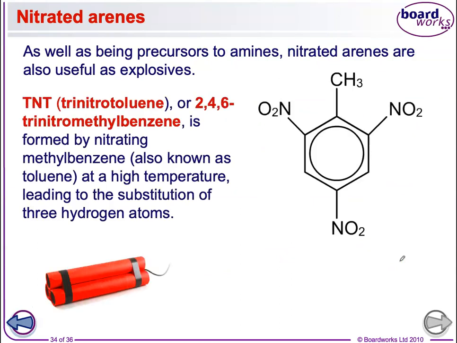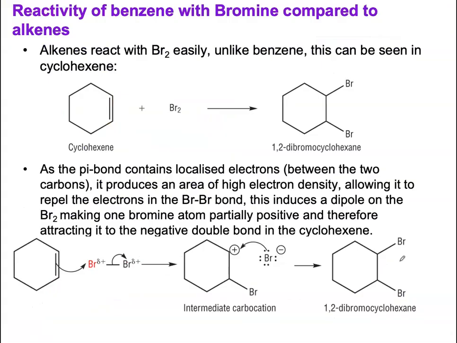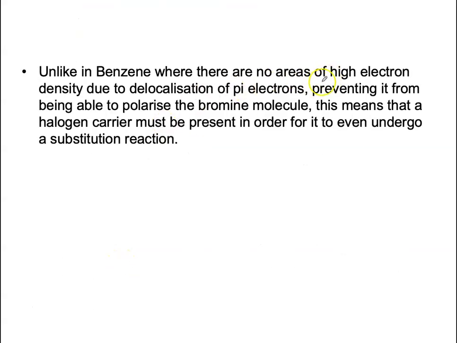Next, there are uses for nitrated arenes, which are used to make dynamite. And an important reactivity is that when you react cyclohexene with Br2, you get that happening. In the case of benzene, there is no area of high electron density, so benzene can't polarize bromine, which is nonpolar, hence it undergoes a substitution reaction with the use of a catalyst.